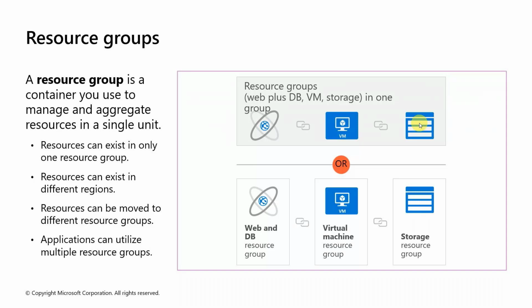The other way is, here you can see three resource groups. In the first resource group, all web apps and databases are created. In the second resource group, all VMs are created. In the third resource group, all storage accounts are created. So here the resource group is created based on Azure service, and here the resource group is created based on a project requirement. Okay, most of the time we create resource groups based on environments.